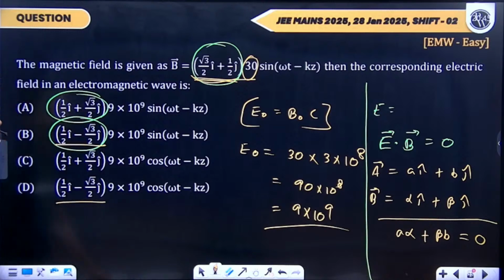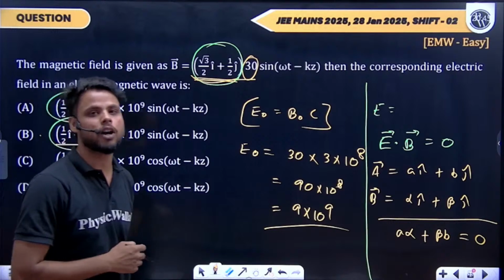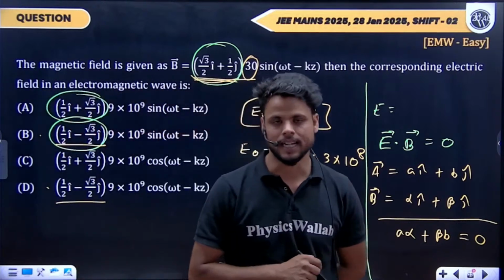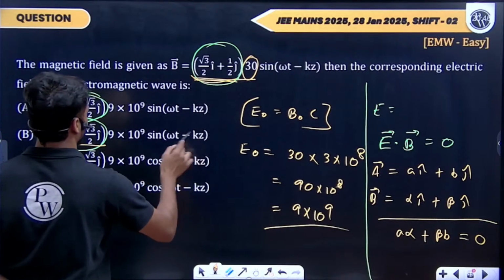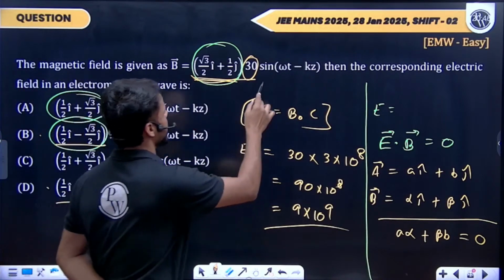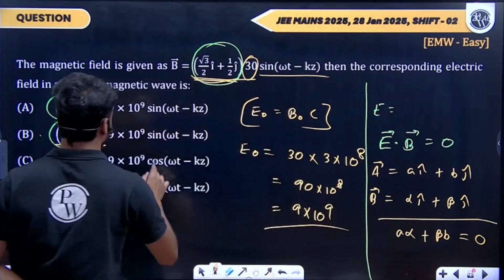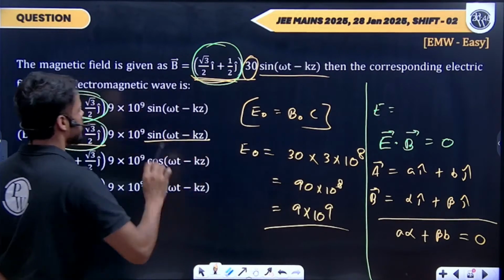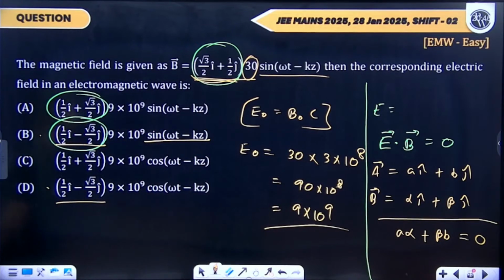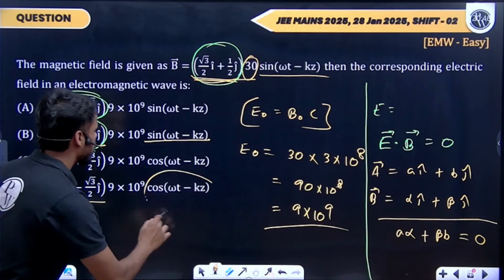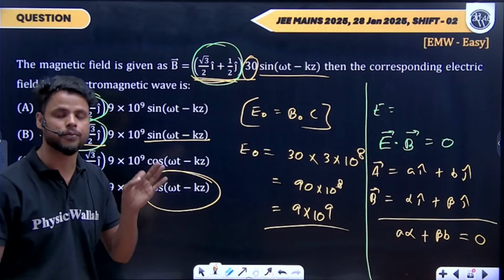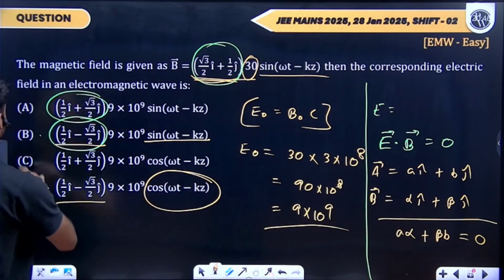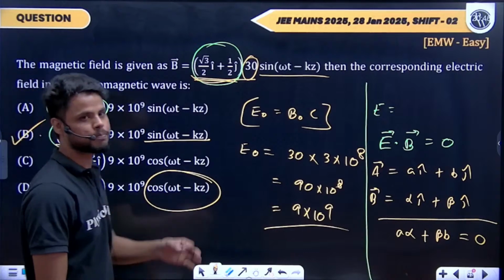So from this side, B and D would be correct, but we should also check the phase, that is, the electric field and magnetic field should both be in the same phase. So the phase of the magnetic field is sine of omega t minus kz. Here we should also get sine of omega t minus kz in the electric field, because this is written as cos of omega t minus kz. This will give a pi by 2 phase difference, which is not correct. So we will go with option B.